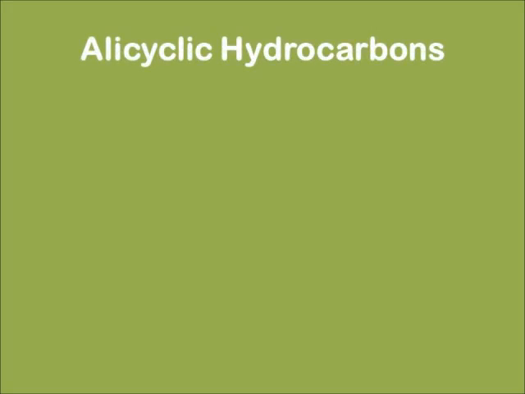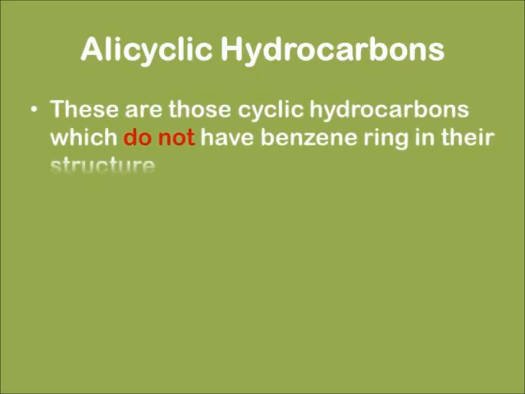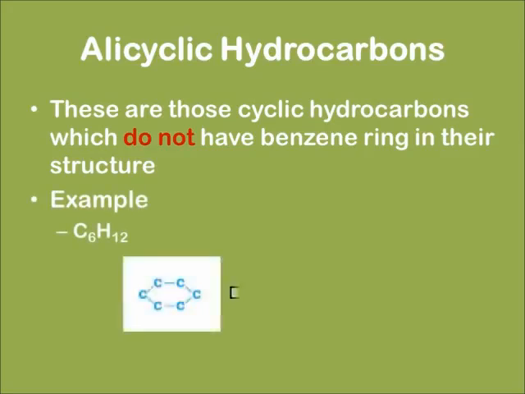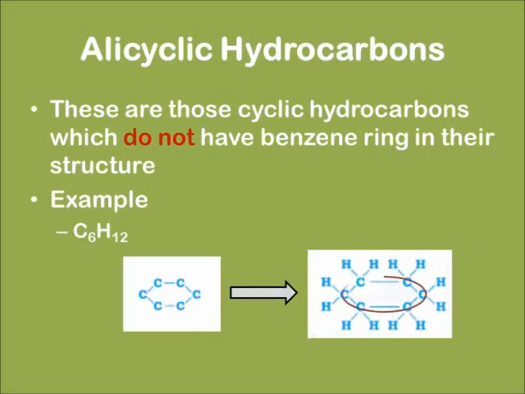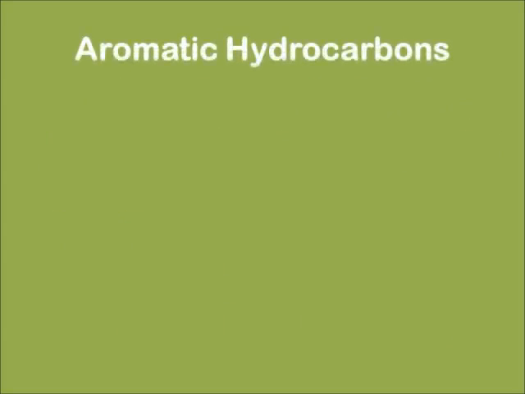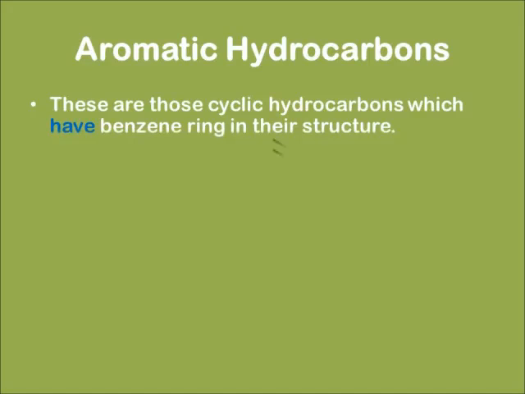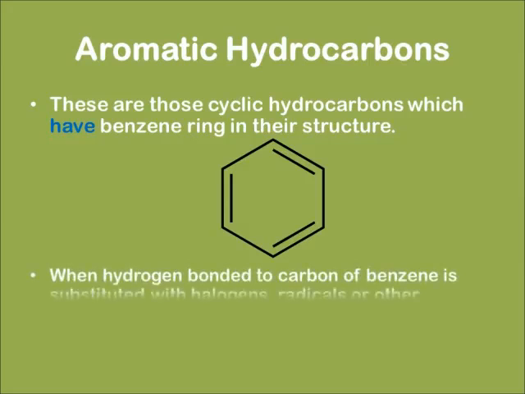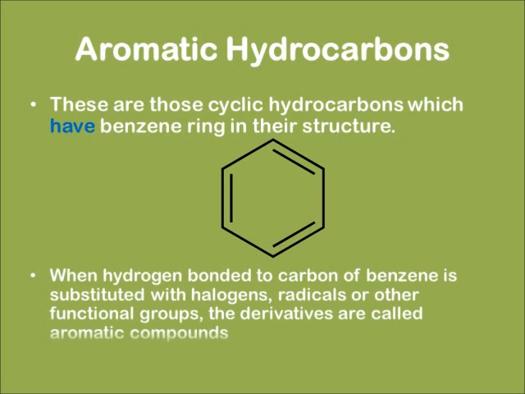Coming to alicyclic hydrocarbons. These are those cyclic hydrocarbons which do not have a benzene ring in their structure. For example, C6H12, which can be written in either of the ways. The following loop shows that there's a closed chain of carbon. Now let us learn about aromatic hydrocarbons. As told earlier, these are cyclic hydrocarbons which have a benzene ring in their structure. Again, if a hydrogen atom of this benzene is substituted by any other atom or a functional group, then the complete compound will be known as an aromatic compound.